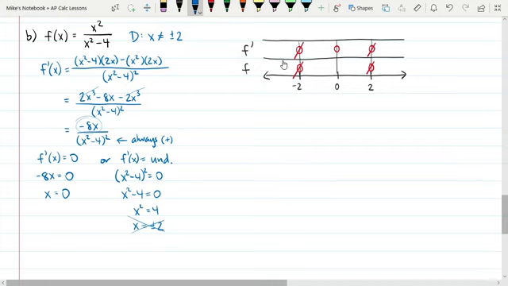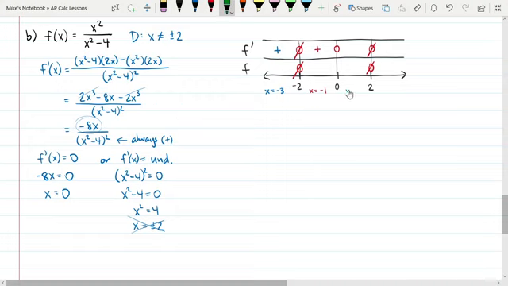So for this first interval from negative infinity to negative 2, if I use negative 3, well, that means I'm going to have negative 8 times a negative 3, which is going to be a positive. And again, I don't have to worry about the denominator because that's always going to be positive. From negative 2 to 0, let's go ahead and use negative 1. So negative 8 times negative 1 is going to be a positive.